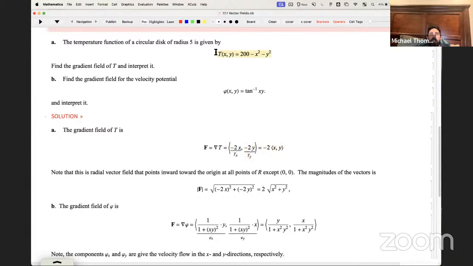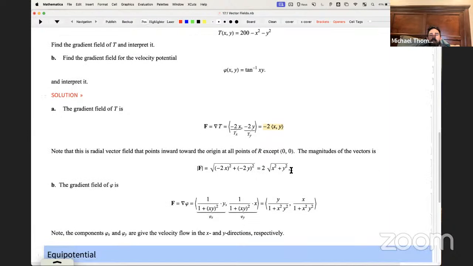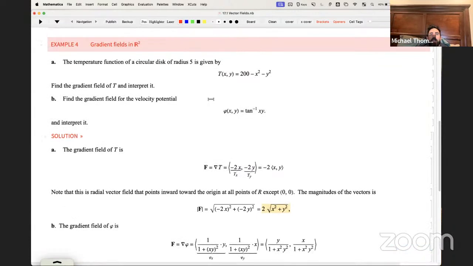So this scalar function, once we take the gradient of it, gives us a different object. It gives us a vector field. By the way, this is a radial vector field in R2 pointing inward towards the origin. You could find the magnitude of the field if you wanted. This would be the magnitude of each one of the vectors inside that vector field. So there's the gradient field we were after right there.